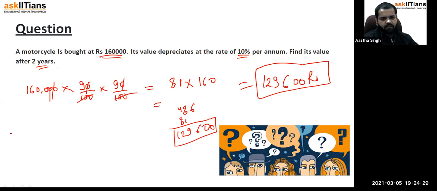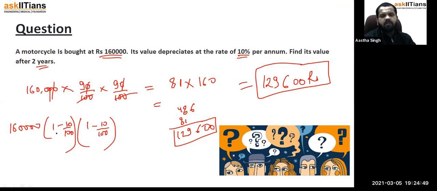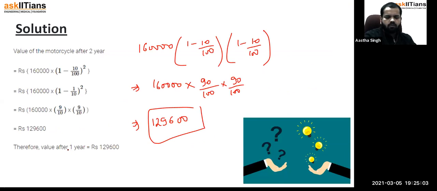Its value depreciates. It means for 1 year, its value will be 1 minus 10 upon 100. Then again 1 minus 10 upon 100, because your value depreciates at the rate of 10%, right? If it was 1, then you will subtract 1 minus 10 upon 100. That is 90 upon 100 will be remaining. You can do it another way, right? So this much amount will be what your bike will cost after 2 years.